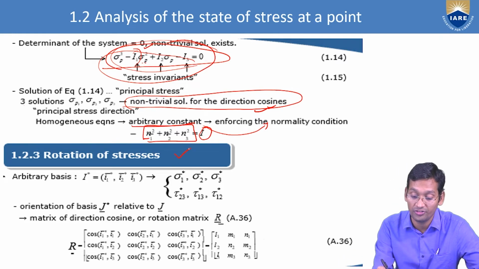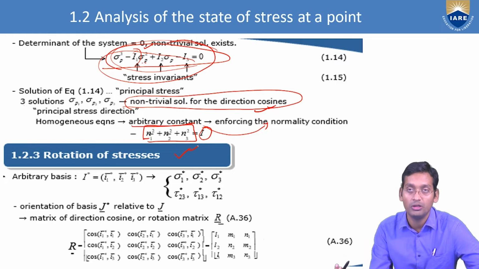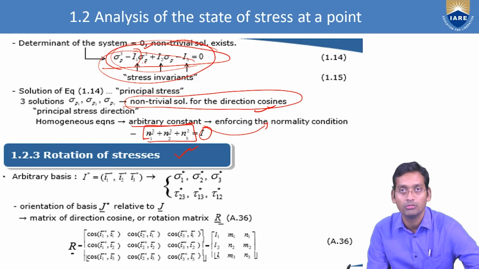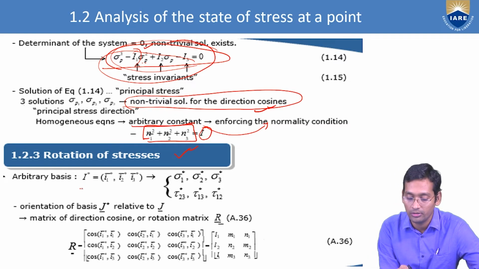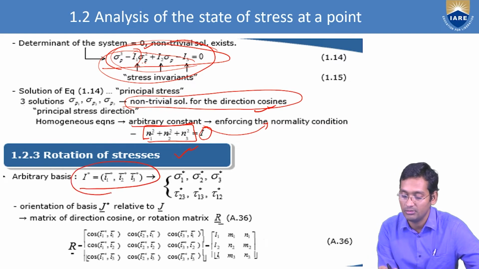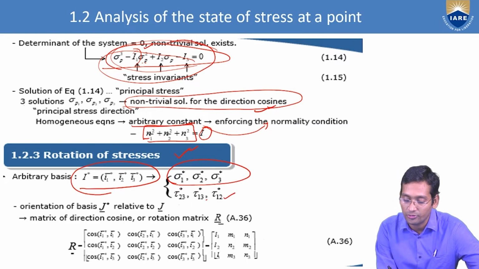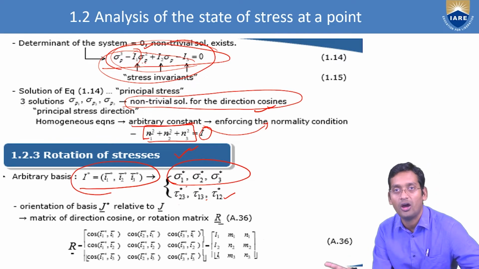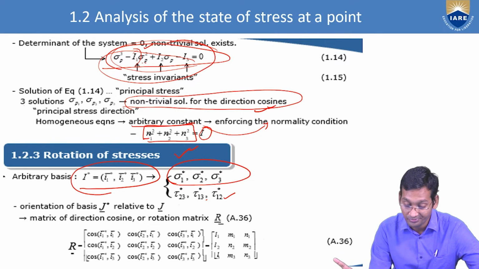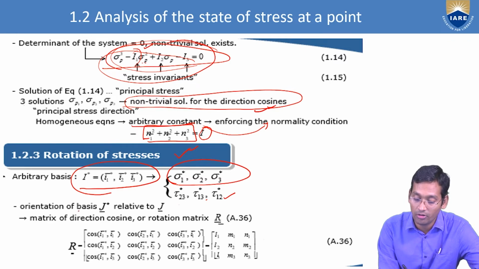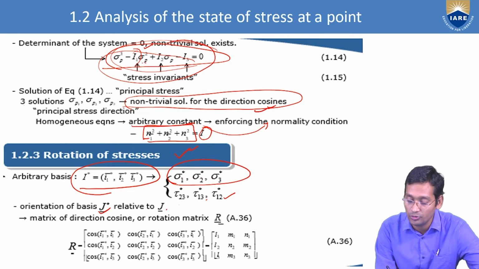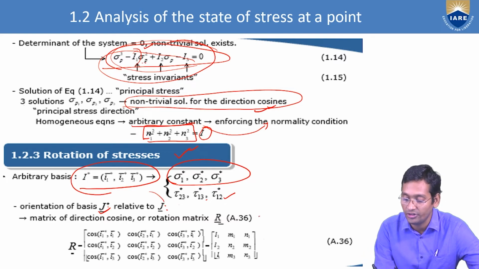Now, rotation of stresses. Okay, so if that will be rotated, then what happens? Then definitely their components will change. So it should be like I1, I2, I3. Similarly for sigma 1, sigma 2, sigma 3, that is sigma 1 star, sigma 2 star, sigma 3 star, tau 2 3 star, tau 1 3 star, tau 1 2 star. So the star represents what will be there after rotation. So the orientation of basis J star relative to J, so in that how the rotation will be. So now the matrix will get changed also, right?